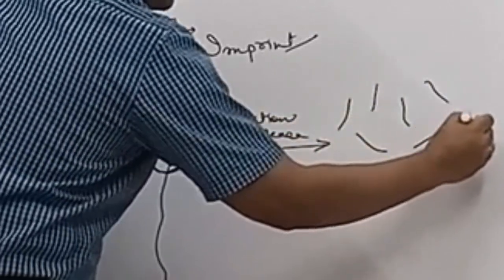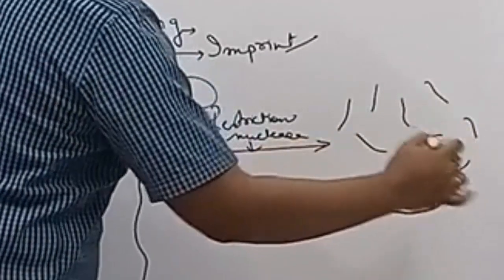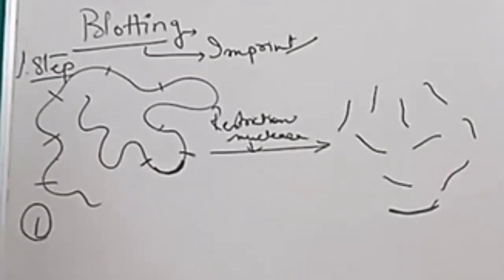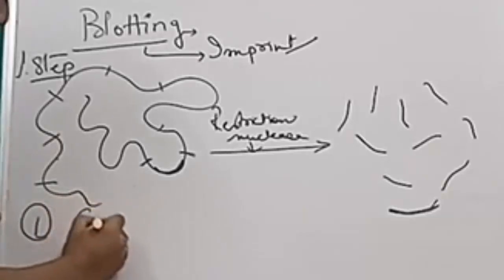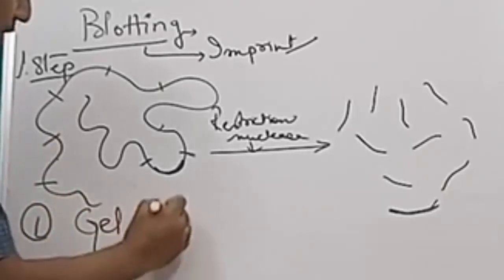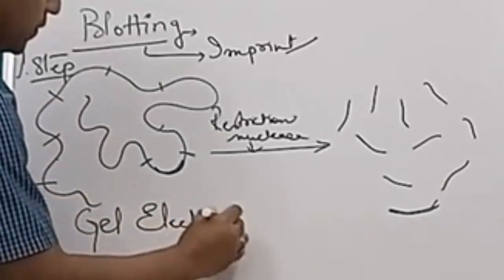Such fragments we make, right? And suppose this was our gene of interest. So the first step of blotting is making small fragments with the restriction endonuclease enzyme, right? Once you have made these small fragments, now what you are going to do is separate them. How are you going to separate them? We do the second step, gel electrophoresis.